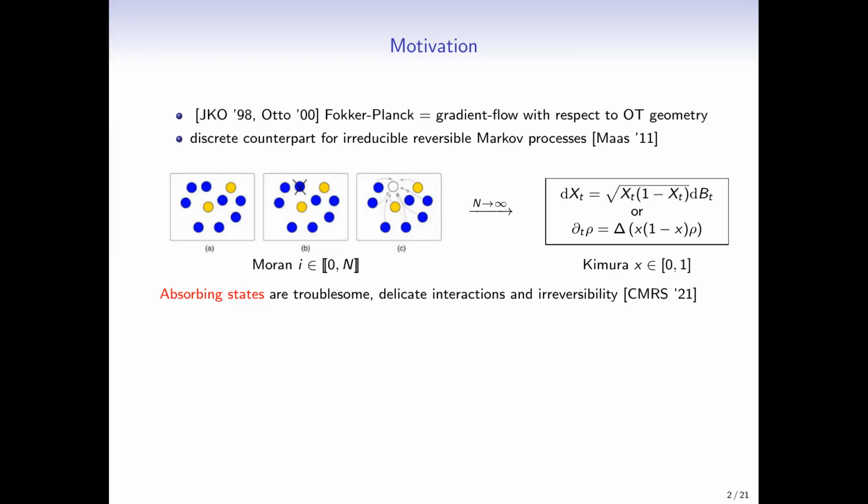So if for some random reason you end up with a population of only blue genes, you will remain so forever afterwards. And same, of course, for yellow genes. So these two states, only blue or only yellow, are absorbing states.